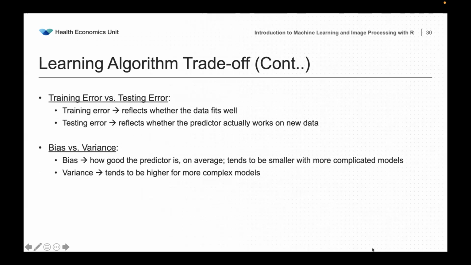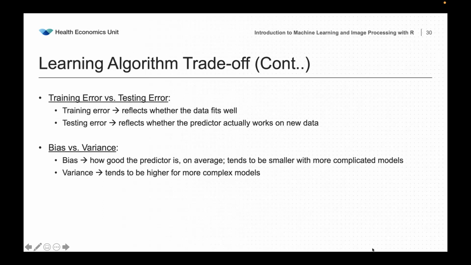One is the training error, which reflects how well your data fits your training model. So when you are training, you always check your accuracy and the errors, and this is how you get to know about your training error. And then there's the testing error, which reflects, as I explained, whether the predictor actually works on unseen or new data or not.